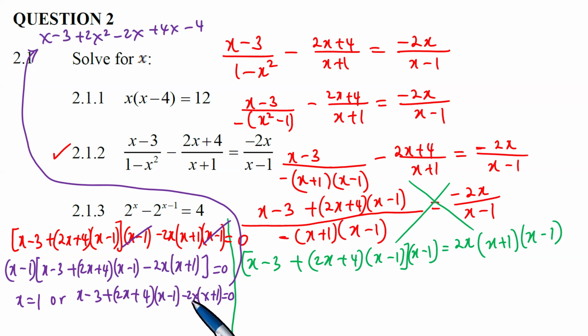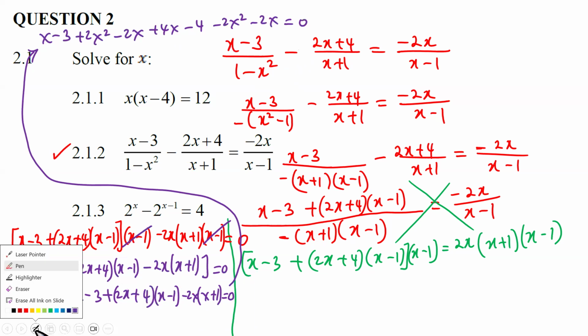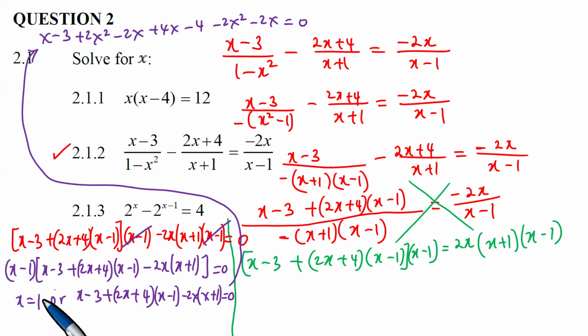Then you have minus 2x times x. What is minus 2x times x? It's minus 2x squared. Minus 2x times 1 is minus 2x. The result is 0. So 2x squared minus 2x squared will give us 0. And then we check. And then negative 2x cancels negative 2x.